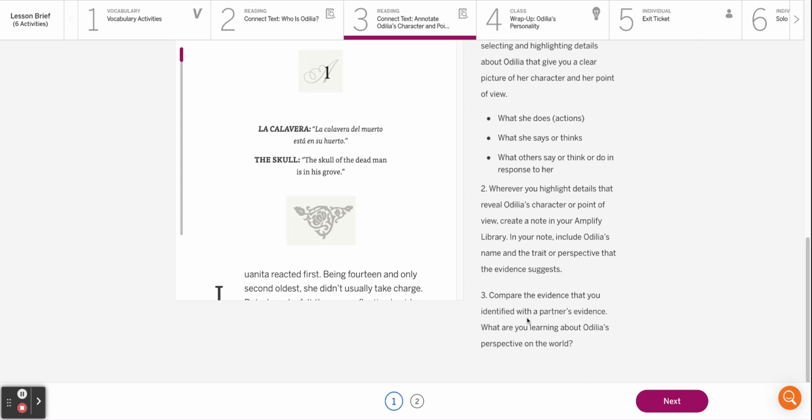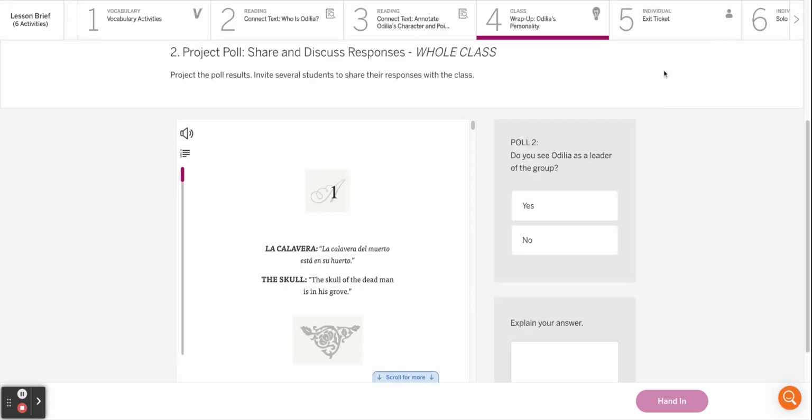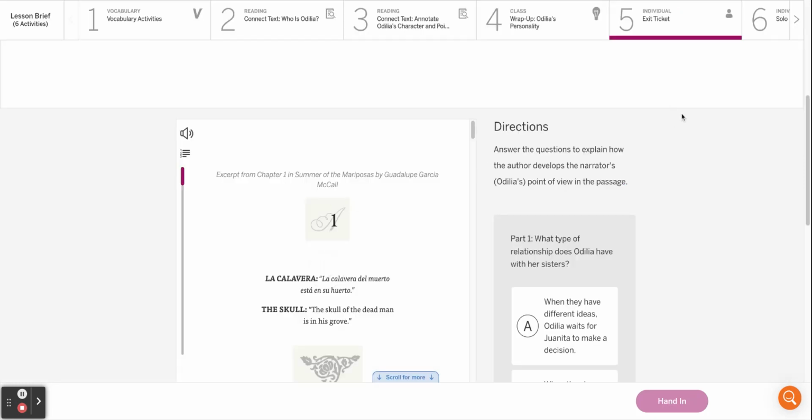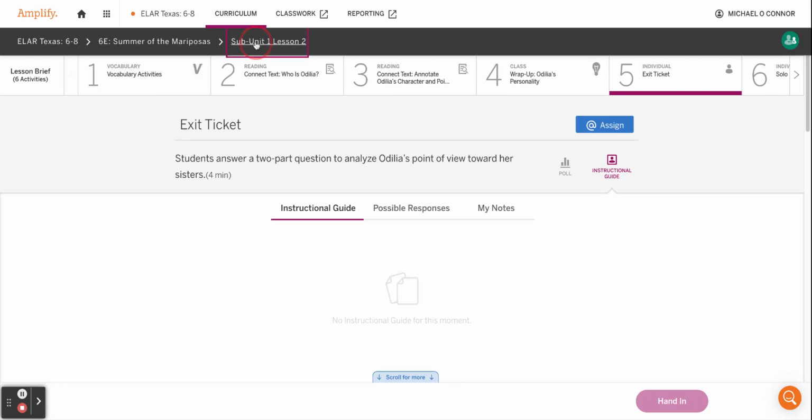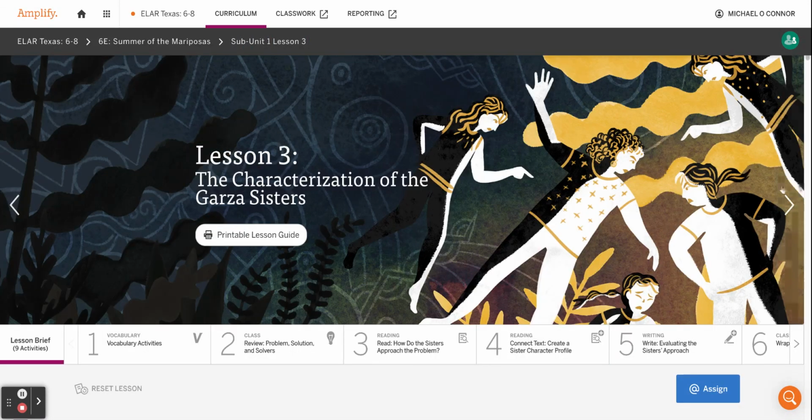Look at your evidence, and you're going to make a little post about one character trait after your exit ticket in Padlet. And you need to provide your evidence. Look in Padlet at Mr. O'Connor's example to do this. We're going to skip 4. And we're going to go to your exit ticket, and then you're going to hop over to Padlet. Lesson 3.